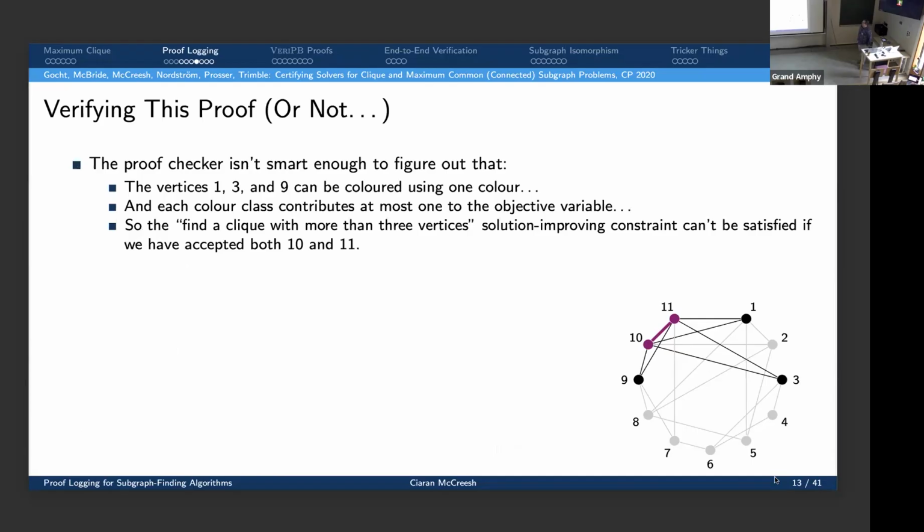So, what do we do? We have to help VeriPB somehow. What specifically we're saying is, vertices 1, 3, and 9 can be colored using at most 1 color. And each color class contributes a score of at most 1 to the objective variable. So, we are saying that the solution improving constraint cannot be satisfied if we have accepted both vertices 10 and 11.